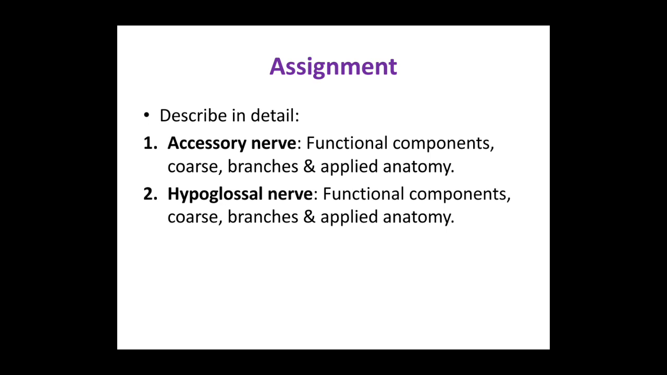Next, coming to the assignment, describe in detail. Number 1, the accessory nerve, that is the functional components, cores, branches and applied aspects. Similarly, the hypoglossal nerve, the functional components, cores, branches and applied anatomy.